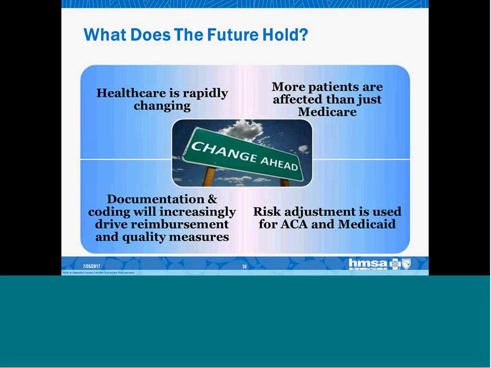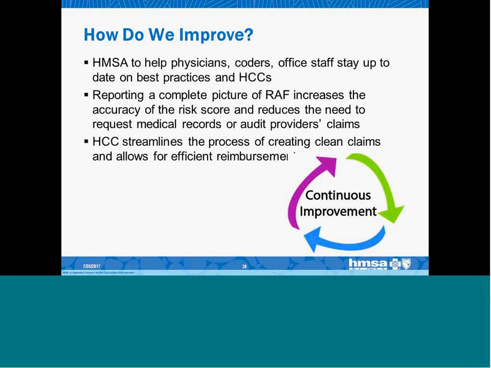Risk adjustment also relies on physicians to maintain accurate medical records to capture comprehensive health status and a complete risk profile of their patients. What can we do to improve? By staying up to date on best practices, HMSA will continue to have webinars and educational sessions regarding risk adjustment and hierarchical condition categories. By reporting a complete picture of RAF scores, physicians increase the accuracy of the patient's risk score and reduce the need to request medical records and the need to audit providers' claims.